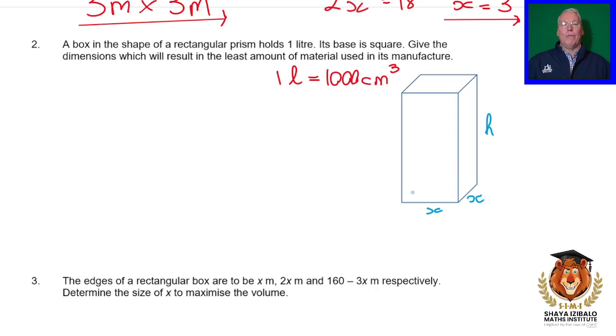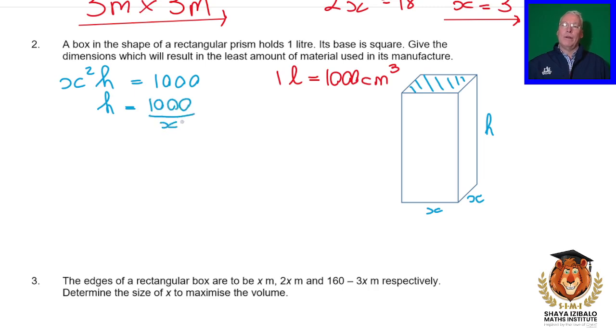What do I know about the volume? I know that the volume is 1,000. How do we work out the volume of a box? Well, it's just the area of the top, which is x squared, times the height. So x squared times height is 1,000. So in fact, the height is 1,000 divided by x squared. So I'm not going to call it h, I'm going to call it 1,000 over x squared.